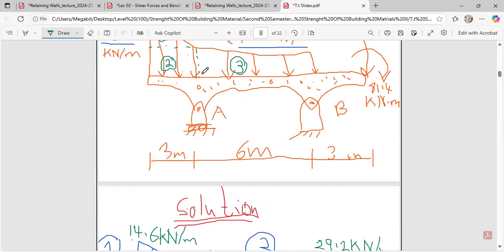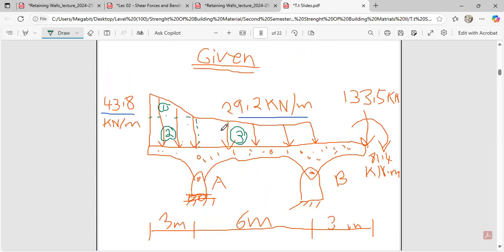The reason why we are subtracting is that I told you the only loaded diagrams we have been taught are a triangular load and a what? A UDL. So no matter the complex figure that is given to you, you have to find a way to divide it into either a triangular load and a UDL. That is the only two you can get. And over here, we have been able to discover that there are three in here. The whole of here, from here up to here, is 43.8 kilonewton.